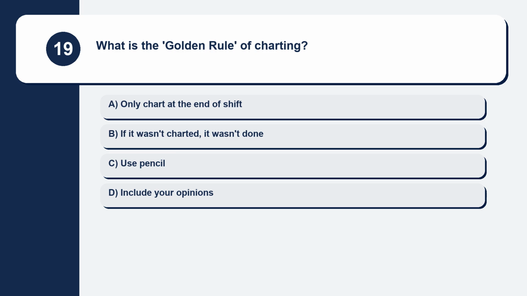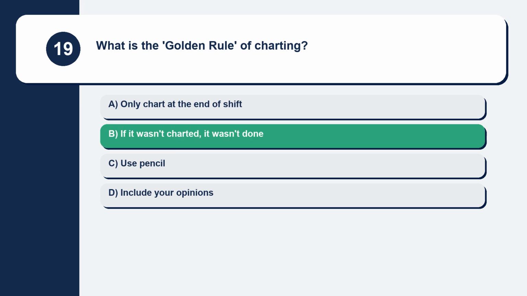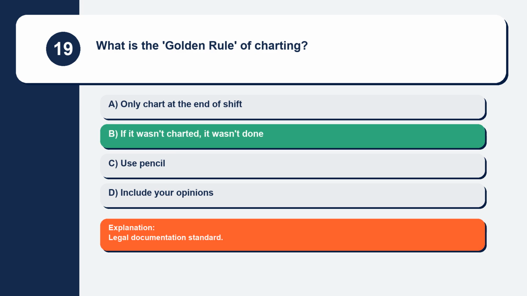Question 19. What is the golden rule of charting? Only chart at the end of shift. If it wasn't charted, it wasn't done. Use pencil. Include your opinions. Legal documentation standard.